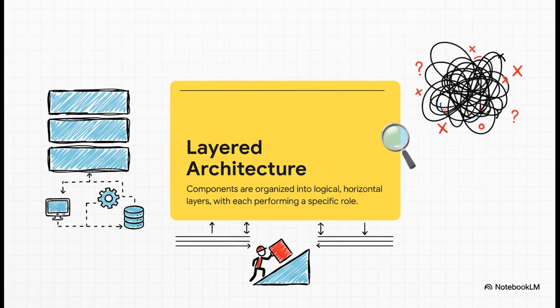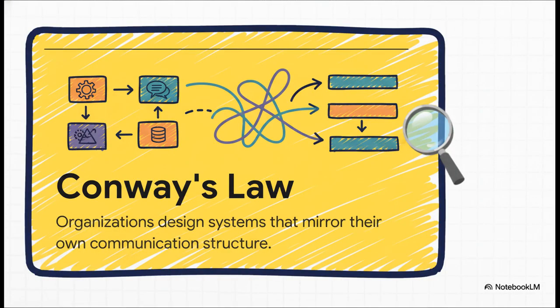Okay, so what is it officially? What's the textbook definition? A layered architecture is an architectural style where you organize all your components into these logical, horizontal layers. Honestly, the best way to think about it is like a stack of pancakes. Each pancake is a layer, it has a very specific job, and they all just sit neatly right on top of one another.